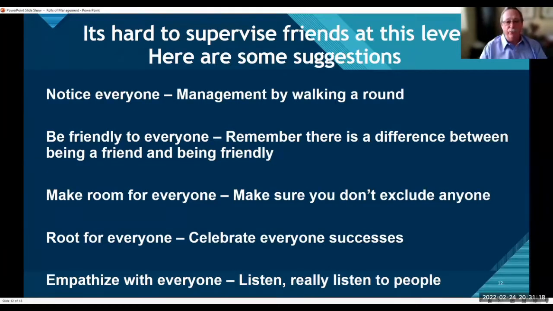No one gets excluded. Root for everybody. You want everybody to succeed. Everybody's success is your success. Even though these people are maybe several layers below you, their success is your success. They run a great program. That's great, but that's great for the company too. And it's important to recognize those people and root for them.